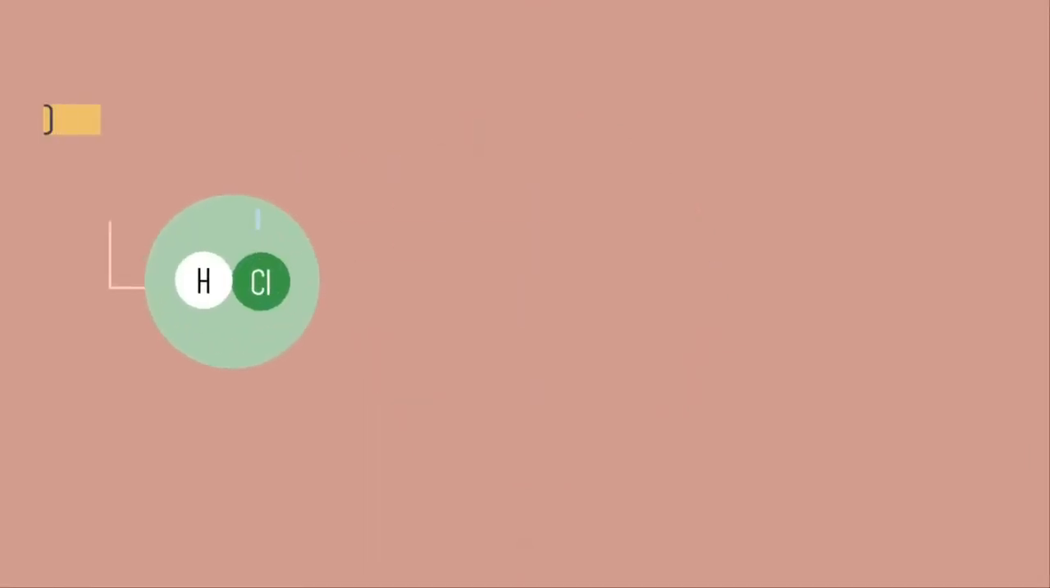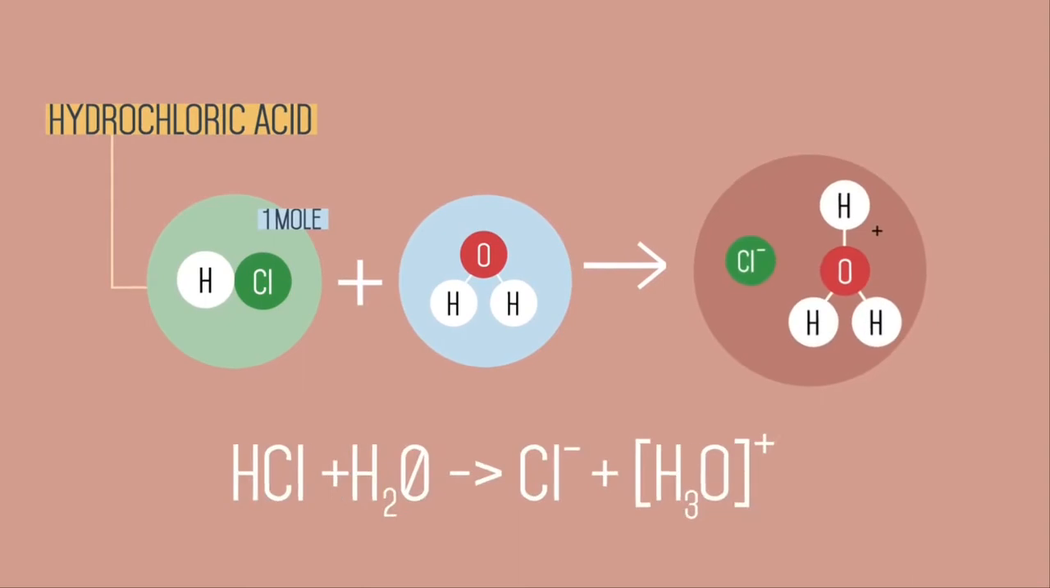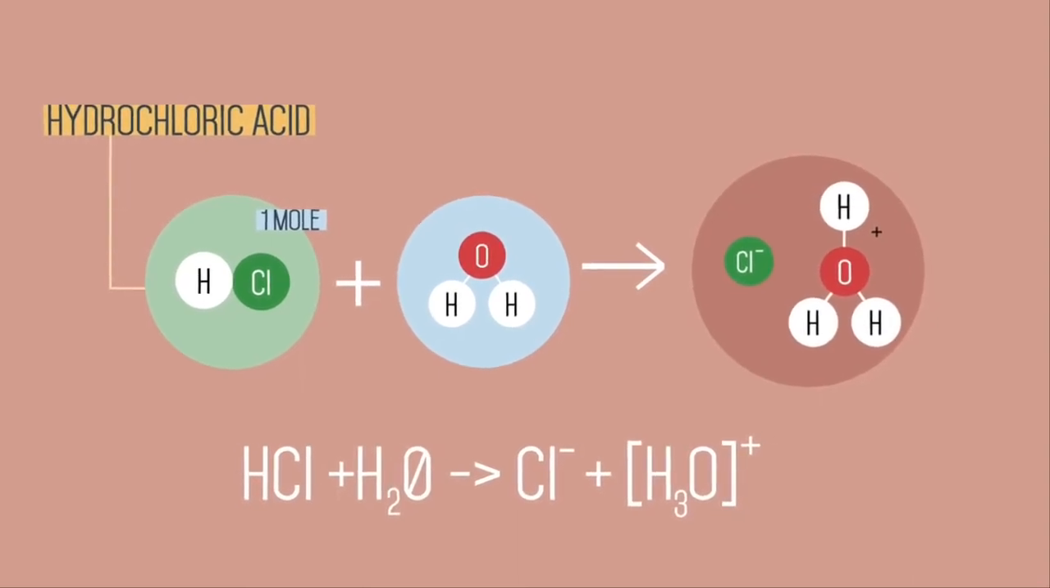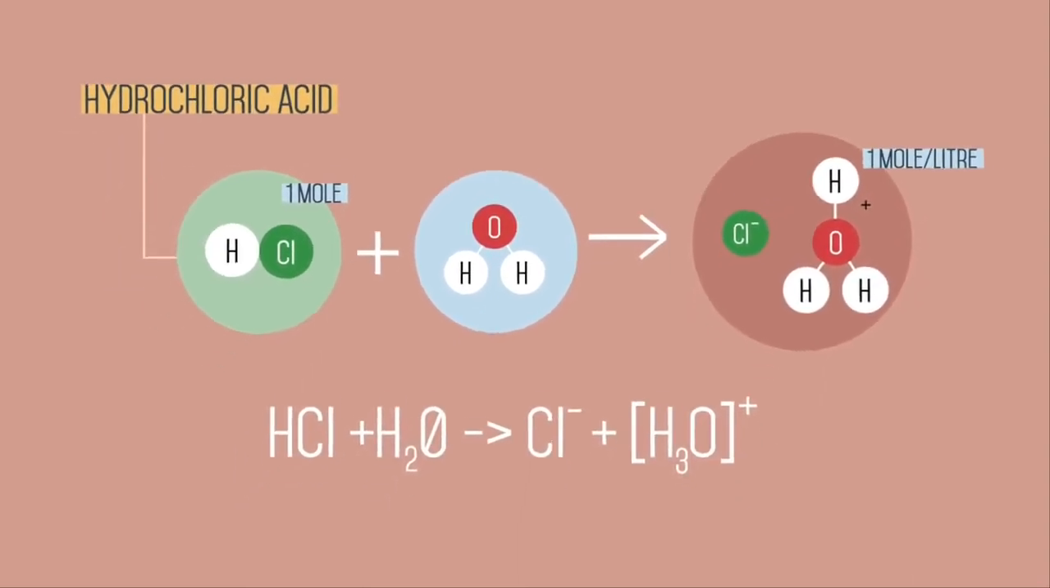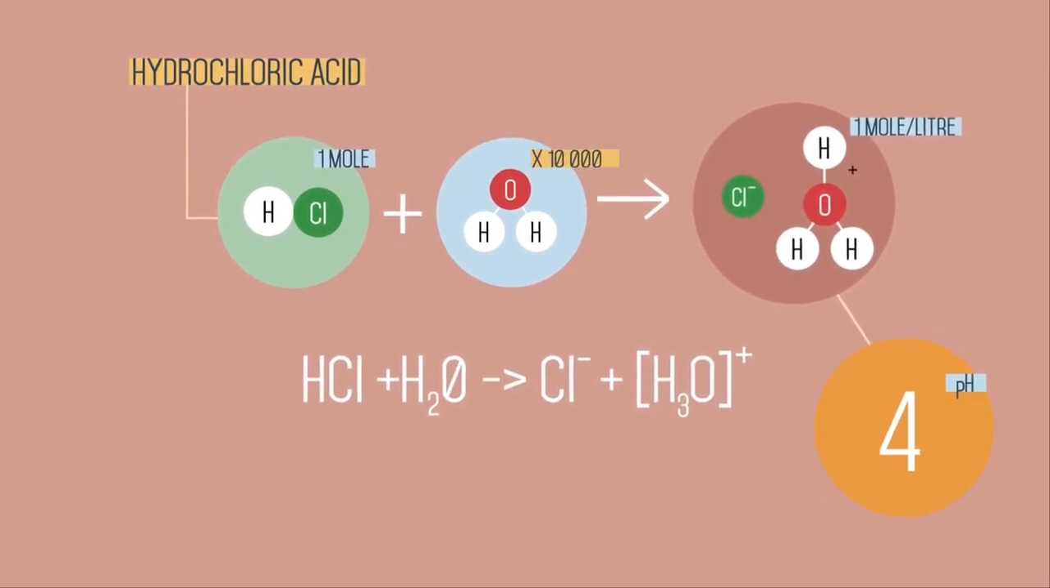If you dissolve 1 mole of a strong acid like HCl in water to make 1 litre of solution, it dissociates completely into ions, so you also get 1 mole per litre of hydrogen ions and a pH of 0. To get a solution of, for example, pH 4, you need to dilute this with 10,000 times its volume of water. We still have a strong acid, but it is very dilute.